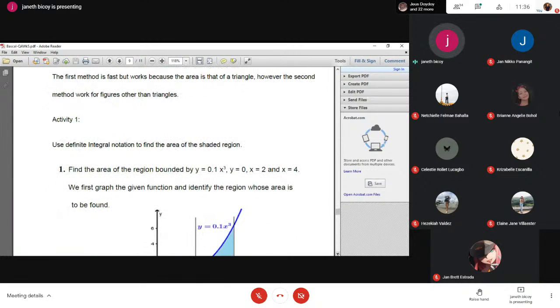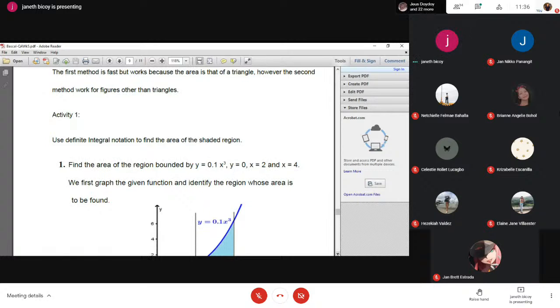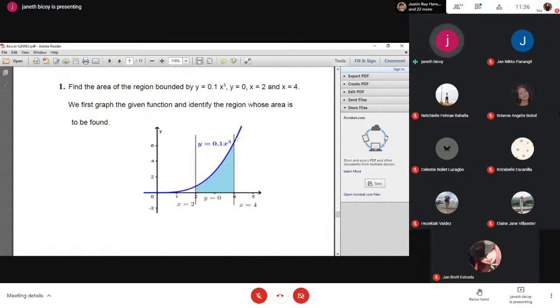Okay, so for activity number 1, you will find the area. Your function is 0.1 x cubed. This is your x-axis, y equals 0. Your lower limit is 2, your upper limit is 4. Just integrate this one. You just get the integral of this, evaluate using the fundamental theorem of calculus, then you will be able to get the area of the shaded region.